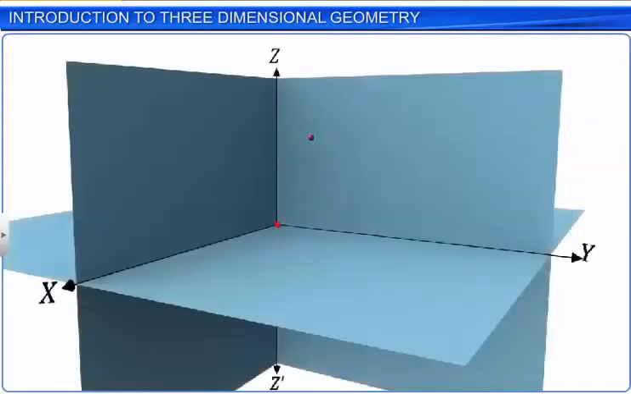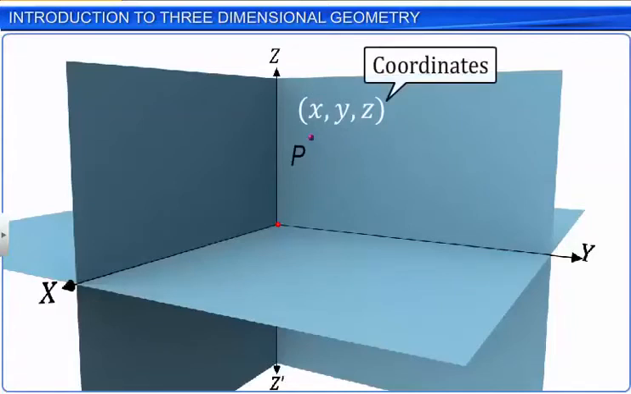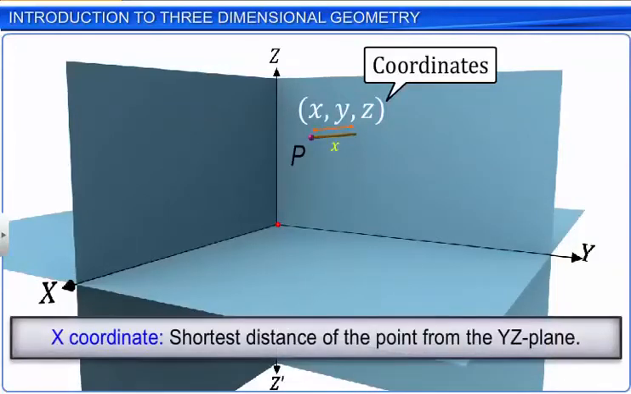Any point in space is represented with the help of the distances that it measures with respect to the planes. These distances are called the coordinates of the point. Suppose we have a point P in space. The coordinates of this point are x, y, z. Each coordinate individually indicates the shortest distance of the point from the corresponding plane. For example, the coordinate x determines the shortest distance of the point from the yz plane.